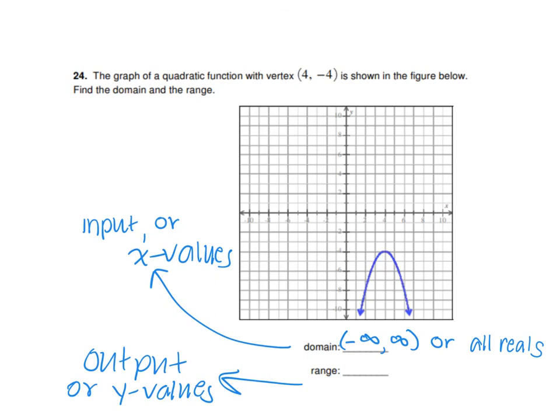So if I'm looking at this from the bottom, I know it goes from negative infinity, but it stops here at negative 4. So that is going to be read as negative infinity to negative 4, or y is less than or equal to negative 4. And those are your two answers.